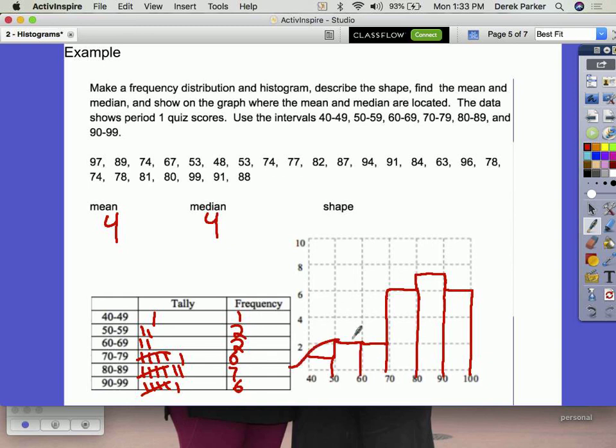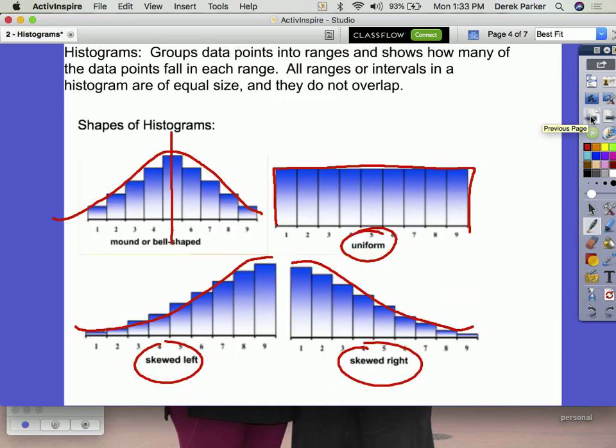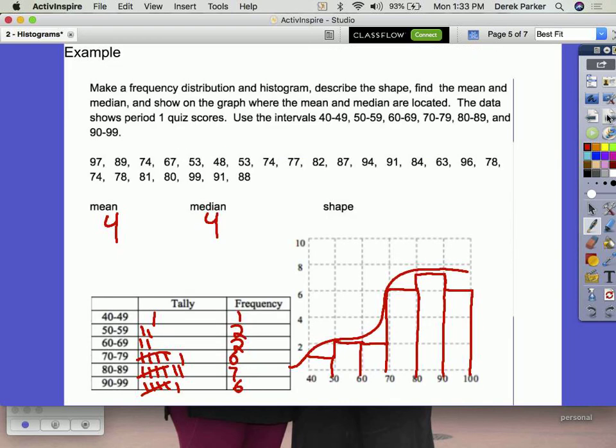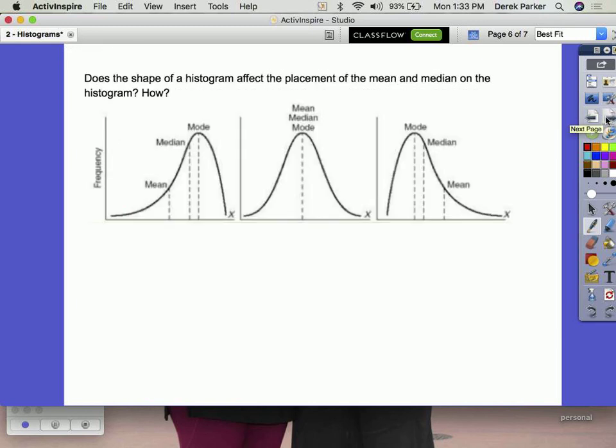Now, let's go back to the previous page. I want you to think about which one it looks like. This is called skewed left. That would be skewed left. Now, this is something else you need to memorize.